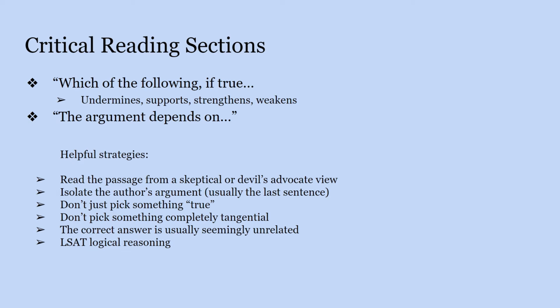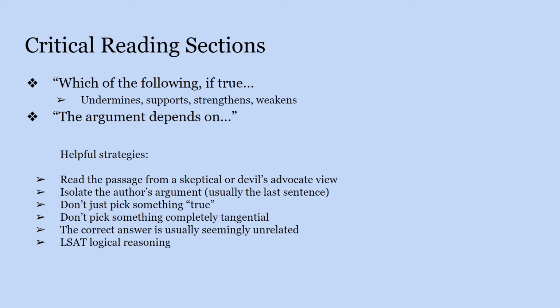So something you want to do is isolate the author's argument. It's usually the last sentence, not always, but usually it'll say, therefore, it can be concluded that blank, or it is obvious that such and such. So when you have this last line, this argument, that's precisely what the question is asking you to respond to. In some ways, this question is very similar to the argument essay task, and there are a couple of things to look out for.